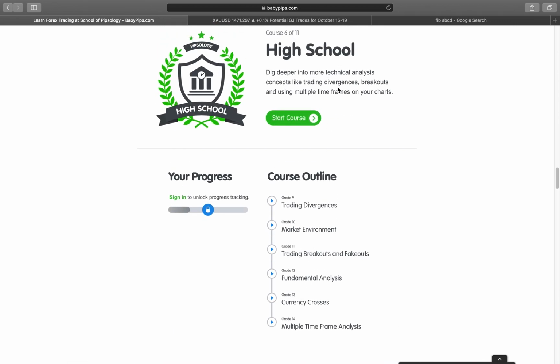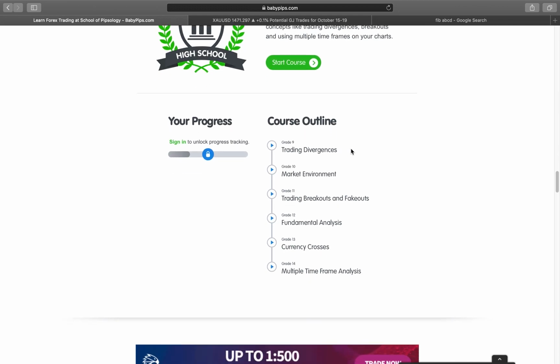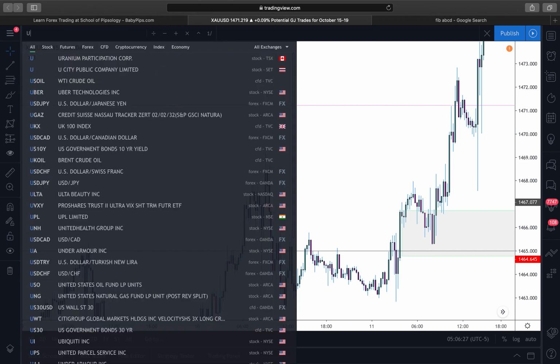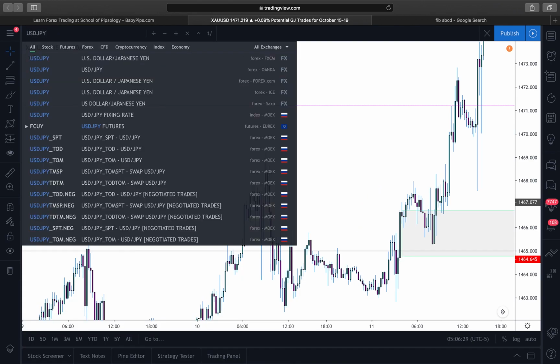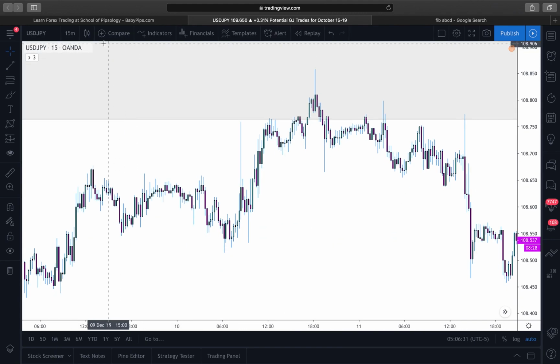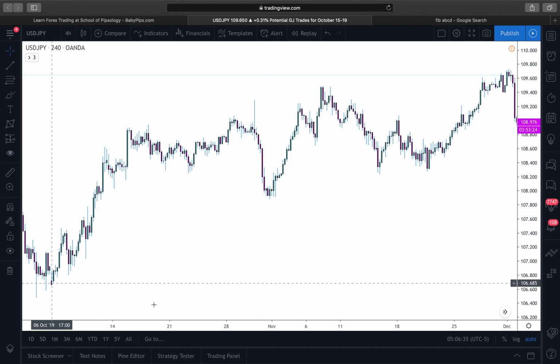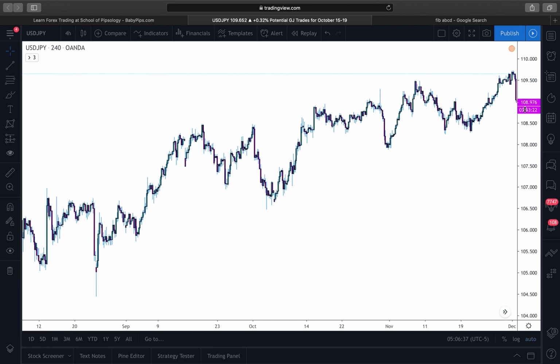So, high school. I don't tell everyone to cover everything in this. I don't recommend using divergences. I don't teach my students this. So we can look at the market environment. Market environment is really key because you might have good analysis, but your analysis is really dependent upon the environment that you're trading, because some environments are going to be ideal and some environments are going to be horrible for trading.